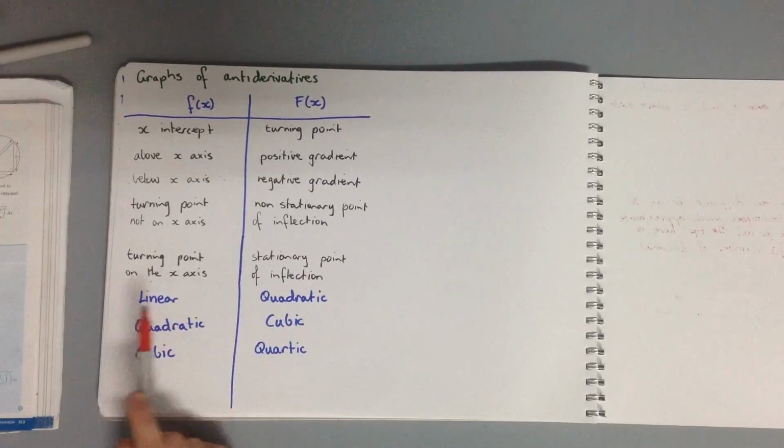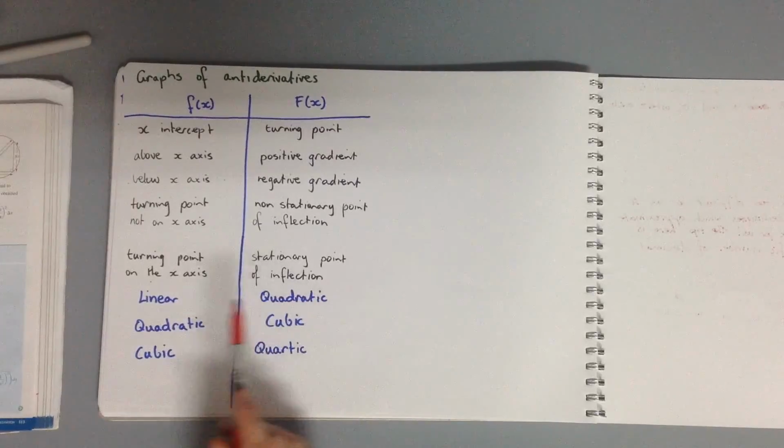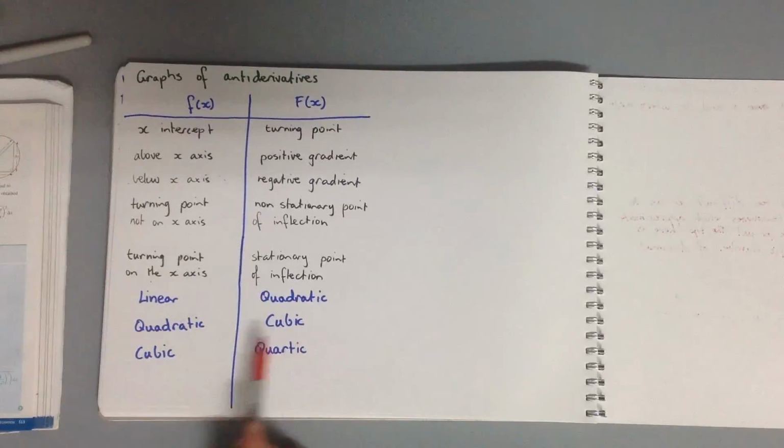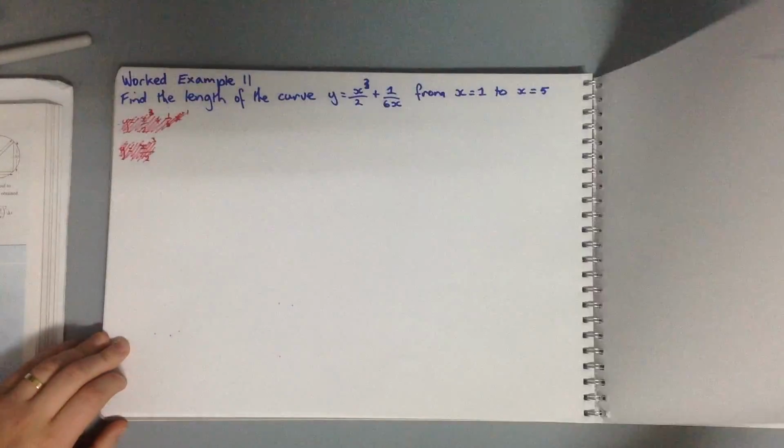If we start off with a linear function, it'll go to a quadratic function. If we start with a quadratic, it'll go to a cubic. If we start with a cubic, it'll go to a quartic. Okay, pretty straightforward there. Okay, so we'll get into a couple of worked examples.